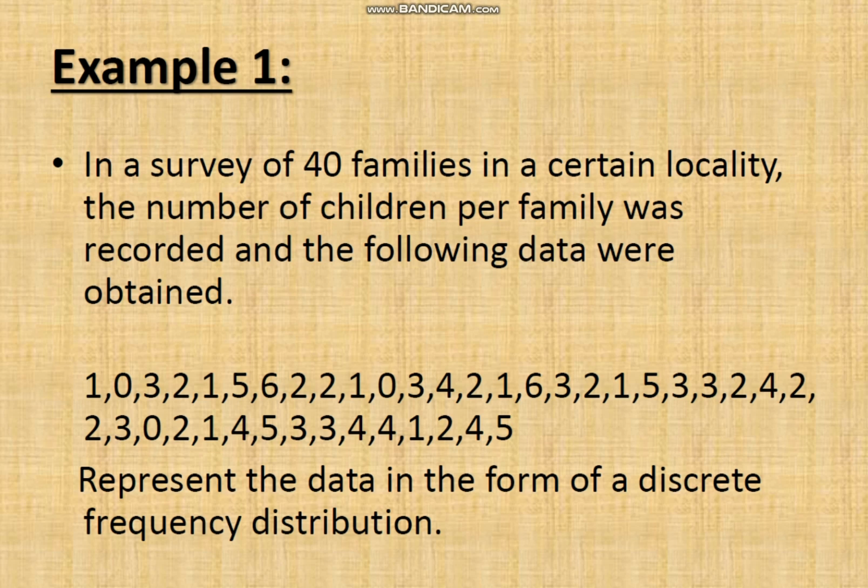If the range is small, that means we can write a discrete frequency distribution. Now we have to write the 3 columns: one column of variable, another column of tally marks, and another column of frequency. Let's look at it now.